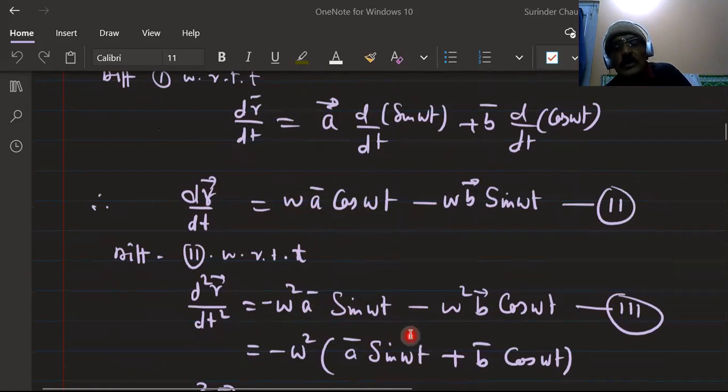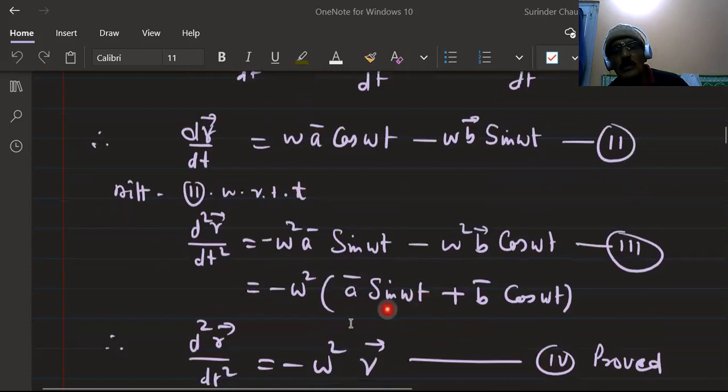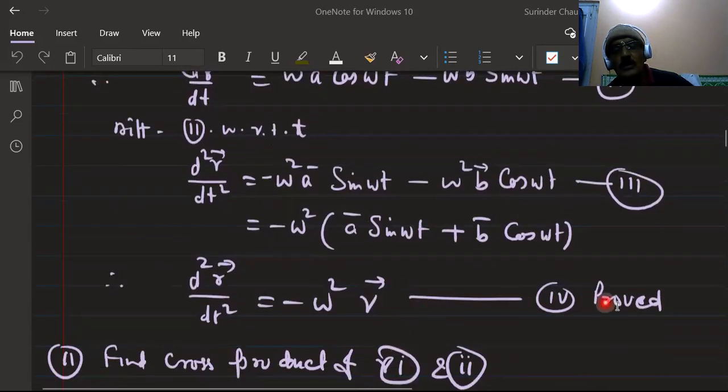The same change will be here. So this is equal to minus omega b vector times d/dt of sin omega t, and cos omega t into omega gives omega squared. Omega squared is common, so this is equal to omega squared times a vector sin omega t plus b vector cos omega t. This is equal to how much? This is equal to r vector. So the first is true.